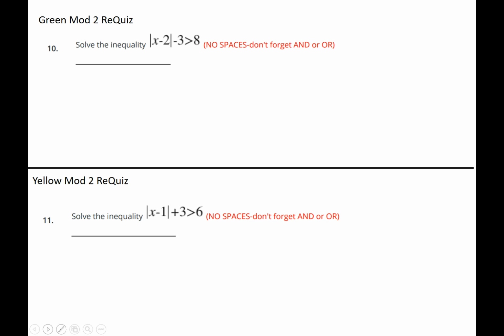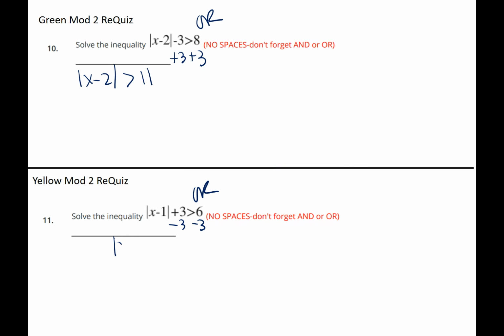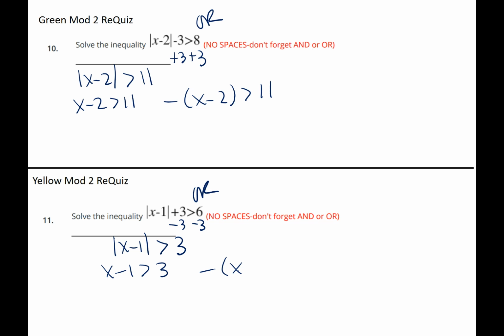All right, so these are similar, but not exactly the same. Right now, they both look like greater thans, so we should have an or thing going on. Here we're going to add the 3, and here we're going to subtract the 3. So this one we get absolute value of x minus 2 is greater than 11. And this one, we get the absolute value of x minus 1 is greater than 3. Then I'm going to split it into a positive expression and a negative expression.